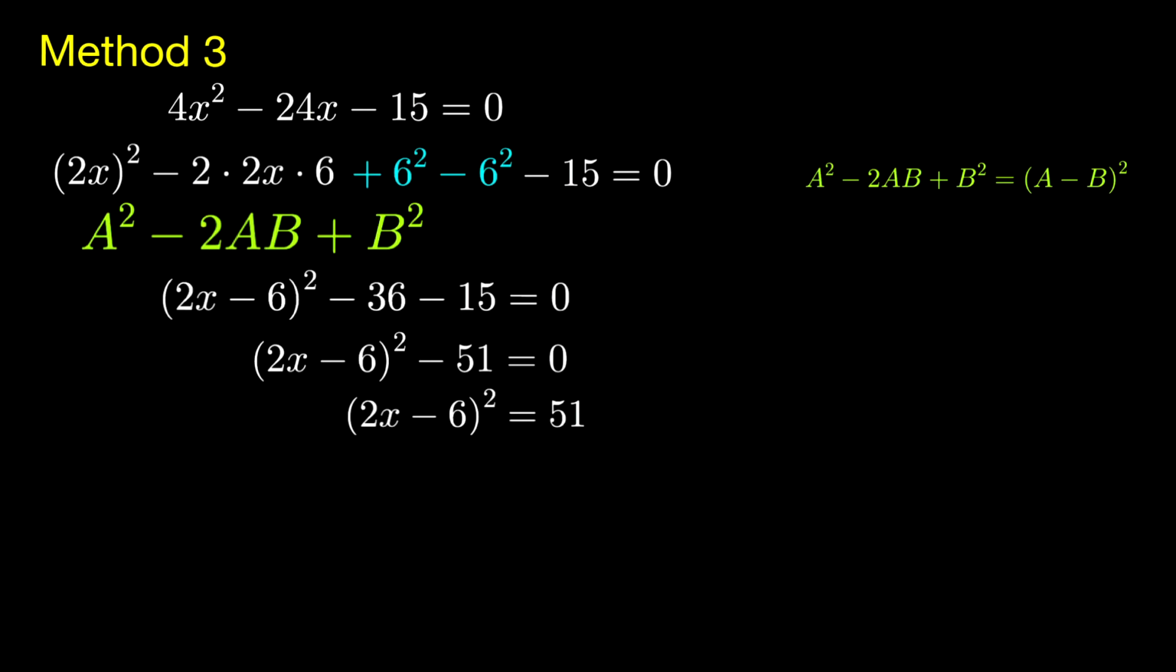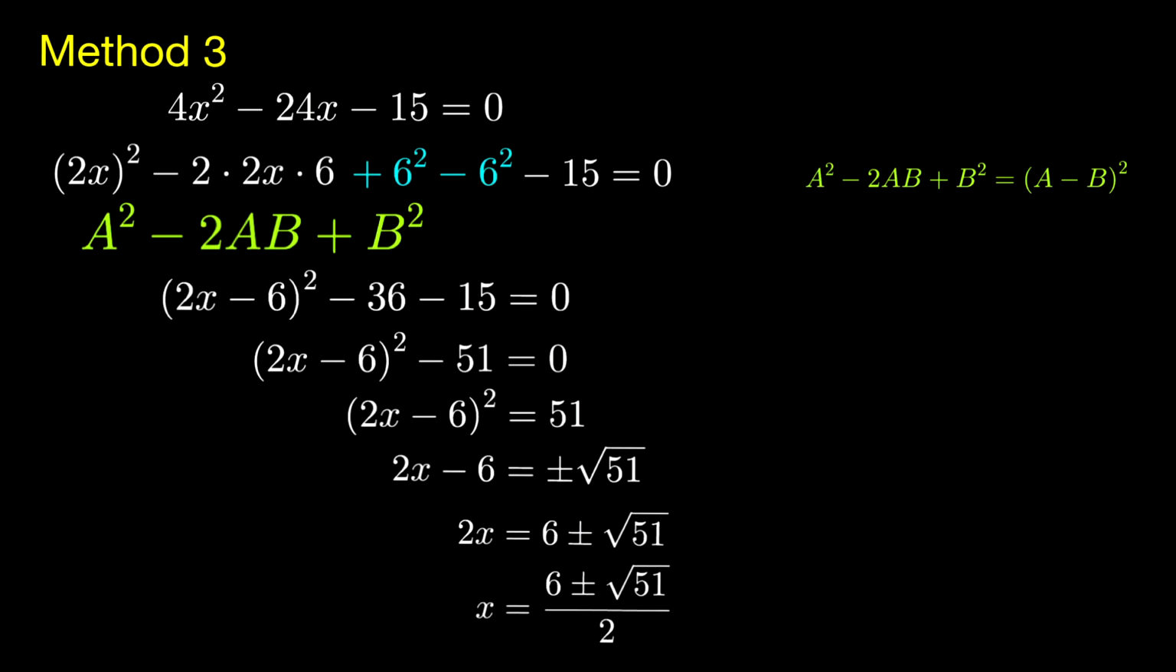Taking the square root of both sides, we have 2x minus 6 equal to, don't forget the plus minus sign, plus minus square root of 51. And moving this negative 6 to the right-hand side of our equation, we'll get 2x equal to 6 plus or minus square root of 51. And finally, dividing both sides by 2, we'll get the same answer, which is 6 plus or minus square root of 51 all over 2.